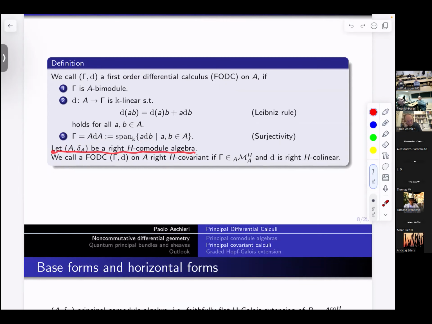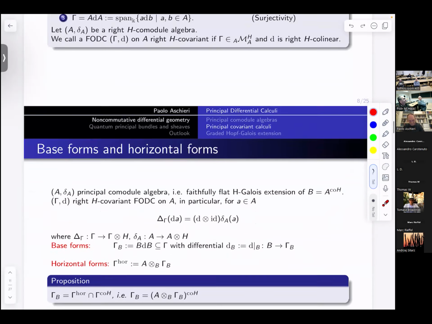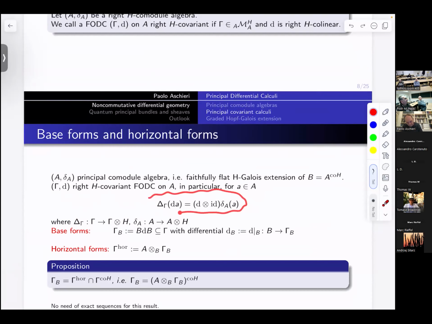This definition was with A just an algebra. If A has extra structure, in this case, we consider a Hopf algebra H comodule algebra, well, then there is a natural condition for the calculus to be compatible with the Hopf algebra H covariance. And here is the condition: we ask the bimodule to be not only a bimodule, but also compatible with the H coaction. And d, we ask it to be colinear, that is compatible with the H coaction of the bimodule. The compatibility of the coaction with d is exactly this here. The coaction on da is d tensor identity applied to the coaction on A itself. And this we can read indeed as a condition of differentiability of this coaction here.